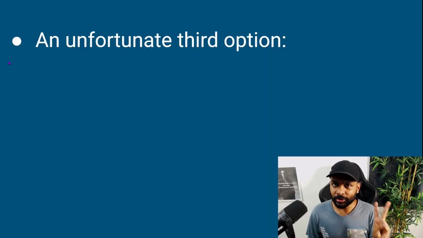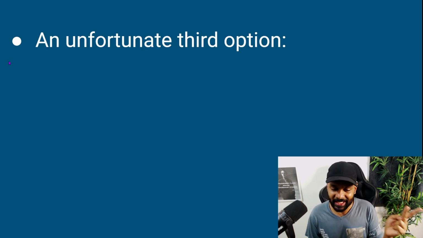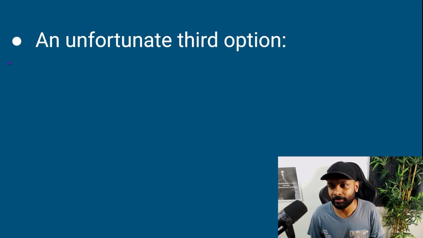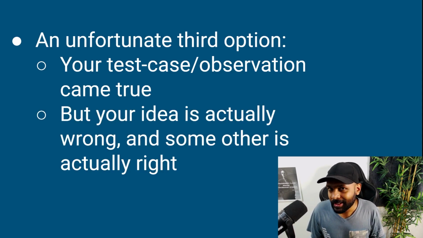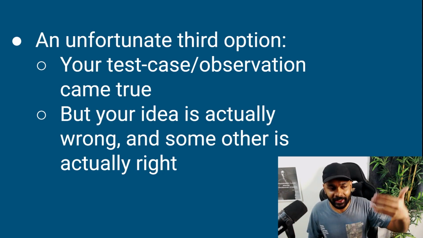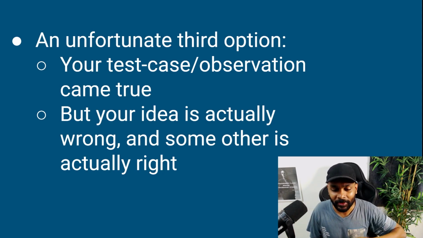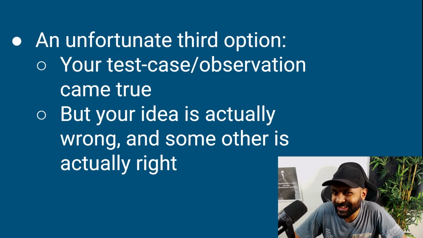Now, I mentioned two options before, reality behaving as per your idea and not behaving as per your idea. But unfortunately, there can be a third option. Even though your test case or your observation comes true, your idea is not true. It's something else that's true. In the case of all leaves are green, I'm getting ahead of that idea right now, but that idea is not exactly true.